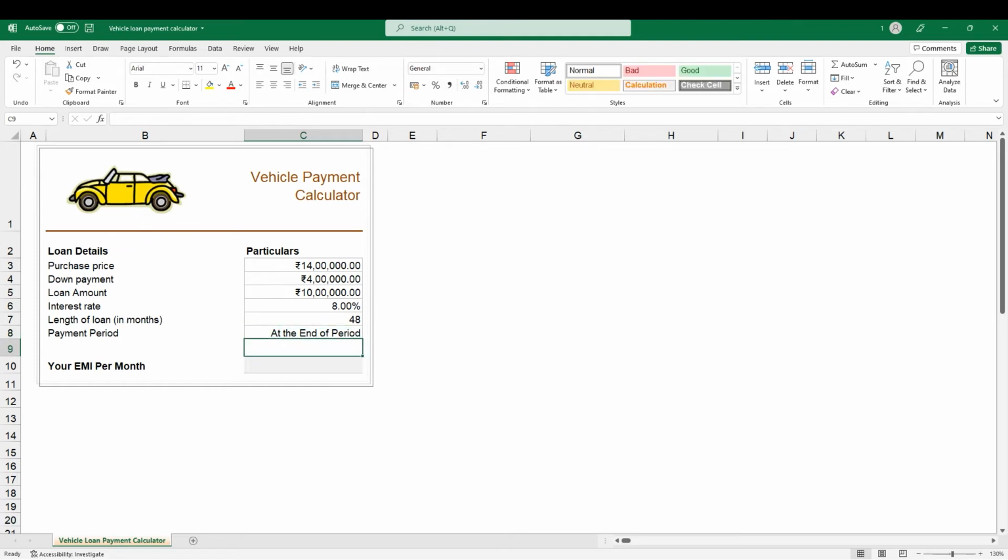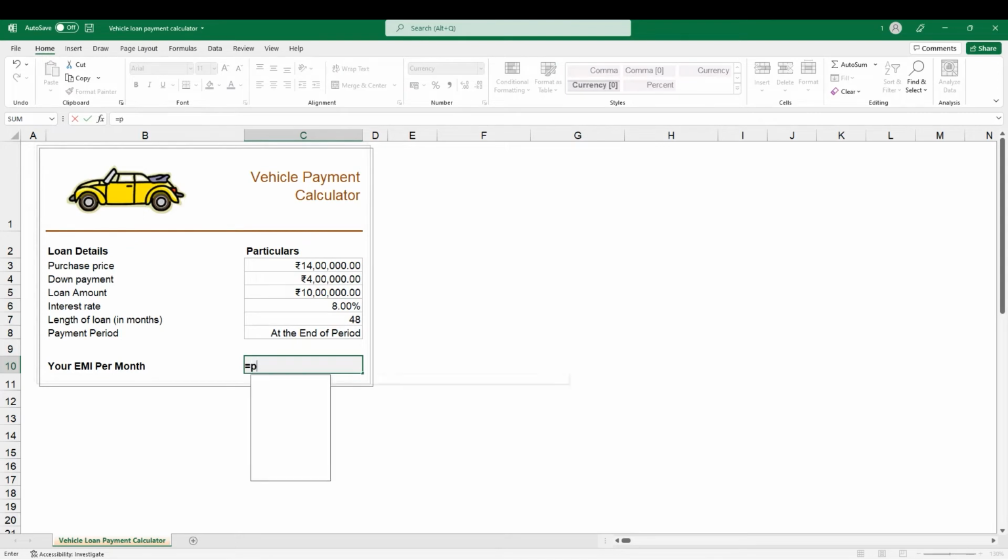Now, let's get into the syntax of the PMT formula to get the EMI. In cell C10, we will write equal to PMT, bracket open. The first argument is rate. Rate is the periodic rate of interest. In our example, the interest rate is 8% per annum. We are going to convert it into a monthly interest rate by dividing by 12, since a year consists of 12 months.